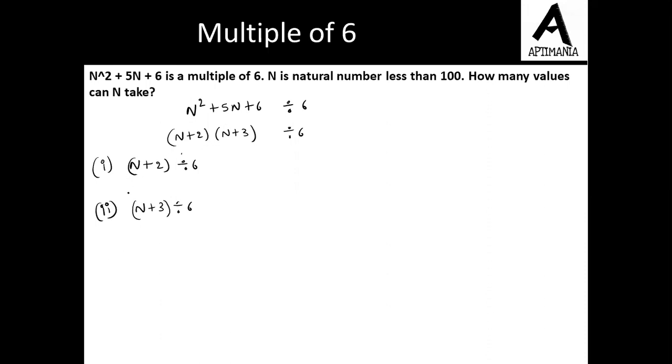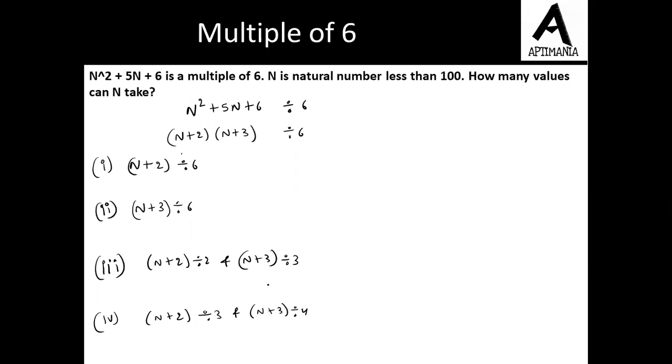Now, ye generally wo cases hai jo generally student kar lete hain. Kahan par humko issue aata hai? Issue yahan par aata hai. Aisa bhi to ho sakta hai n plus 2 is divisible by 2 and n plus 3 is divisible by 3. Us particular case mein bhi ek jo number hai aapka wo 2 ka multiple, ek 3 ka multiple hai. To dono ka product 6 ka multiple definitely ho jayega, right? And the last case, n plus 2 is divisible by 3 and n plus 3 is divisible by 2. So these are the four cases jinka humko solve karna hai.